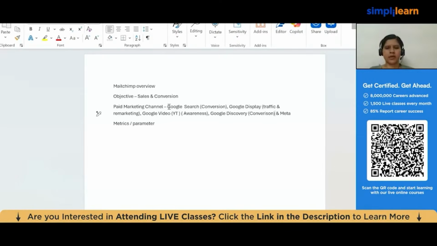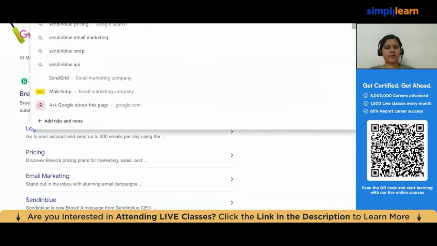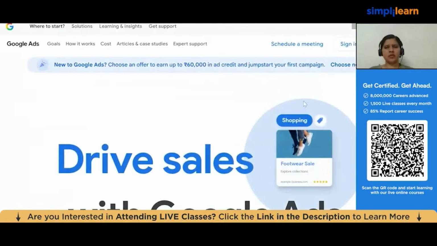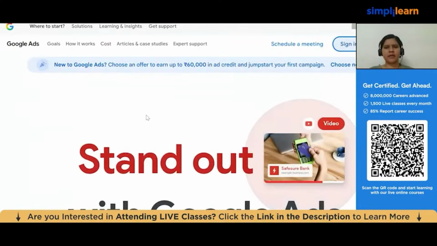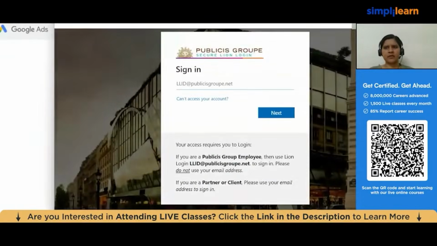Now, what are all these? Okay, guys, as I said, Google is a very big platform compared to Meta, because the inventory is huge on Google. So now let me show you how Google Ads looks for the very first time. It's very easy to create an account on Google Ads, guys. You can just go to ads.google.com, sign in, and it will take your Gmail ID. You just need a Gmail ID for this.